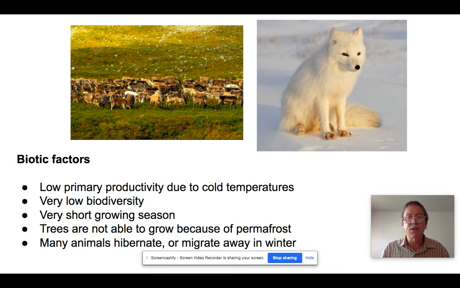It's a very short growing season. And again, there's not going to be much in the way of trees. And animals are either going to have to hibernate through the winter months to conserve energy or migrate away in order to find something to eat.